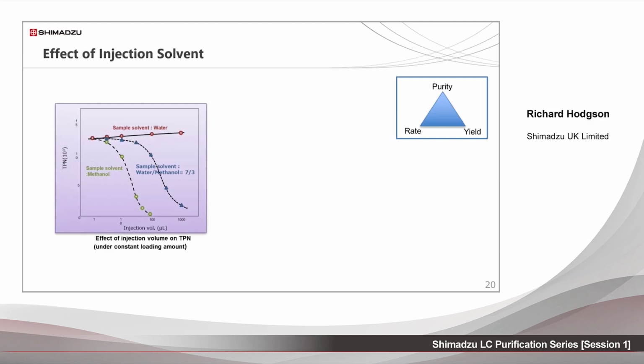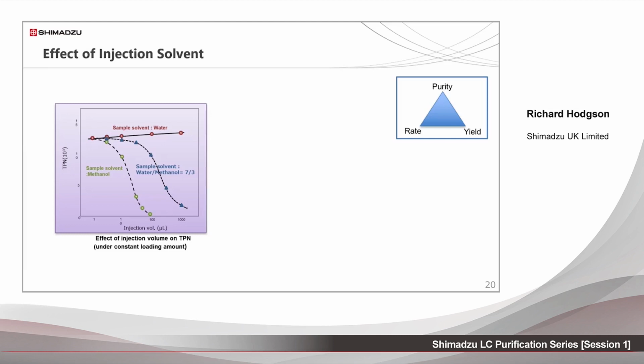This graph shows the effect of injection solvent strength and volume against the number of theoretical plates in a column. Again, let's assume this is a reverse phase method, and you can see that 100% water has little effect on plate number as the volume increases. But 100% methanol, or a 70-30 mix of water methanol, significantly decreases plate numbers as injection volumes increase.